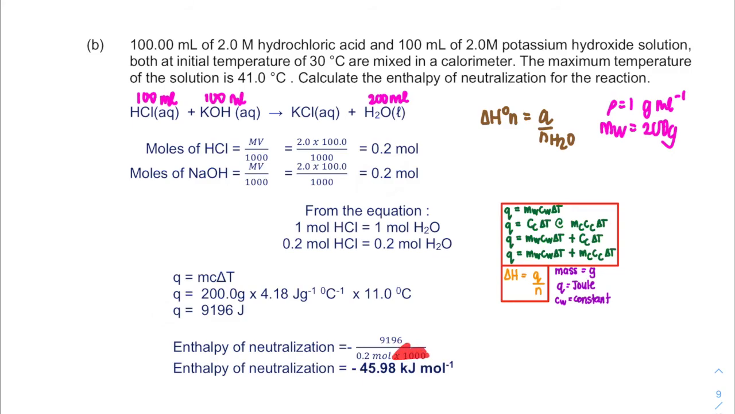If you don't do that, you will get negative 45,980 joule per mole, which is also accepted. So it is either this one or that one. If we do this, we will directly get negative 48,980 joule per mole. The negative sign you have to add yourself to show that heat is released. This one you must add yourself. If you don't have the negative sign, it is wrong. Okay, so that's it for the video, the solution for chapter 2.